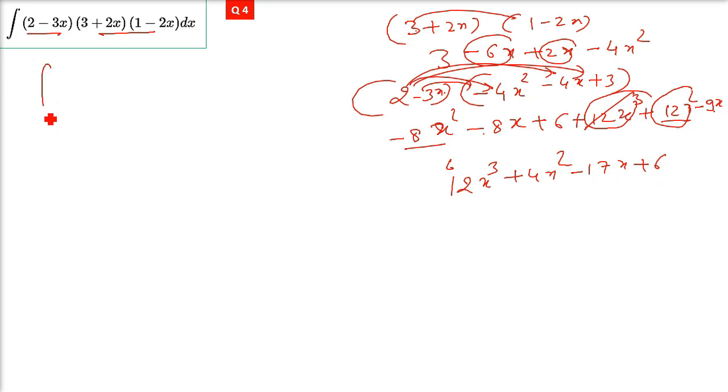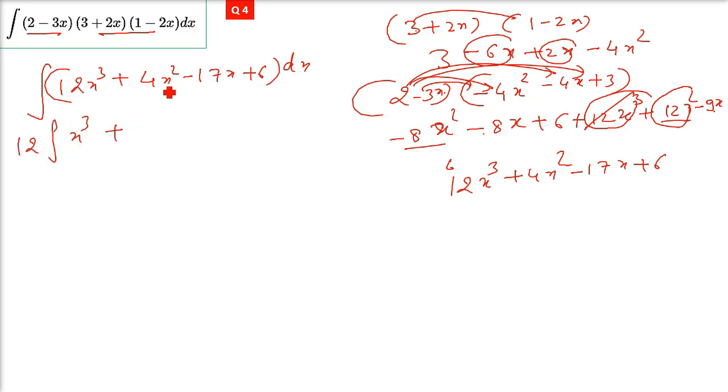After multiplication, which I showed you on the right side, I am writing the final term on the left hand side. So 12x cube plus 4x square minus 17x plus 6, into dx. Now when we integrate it, this will be taken separately, one by one, and the constant will come in front because it will not affect the integration of the variable. That's how I am separating the terms and keeping the constant outside.